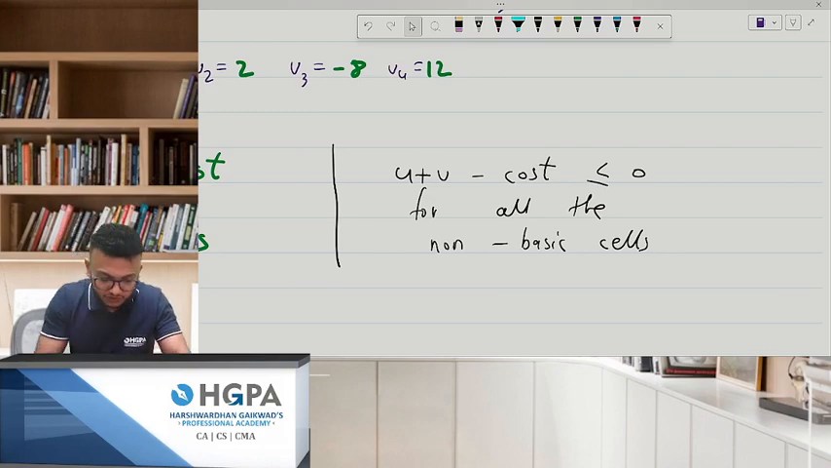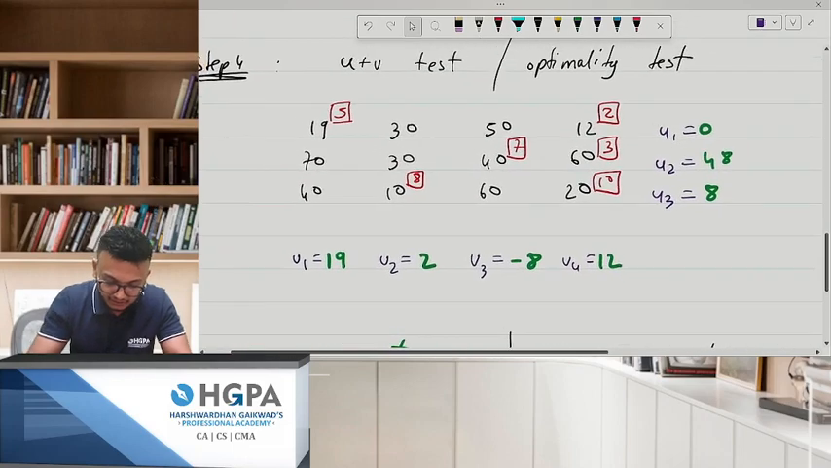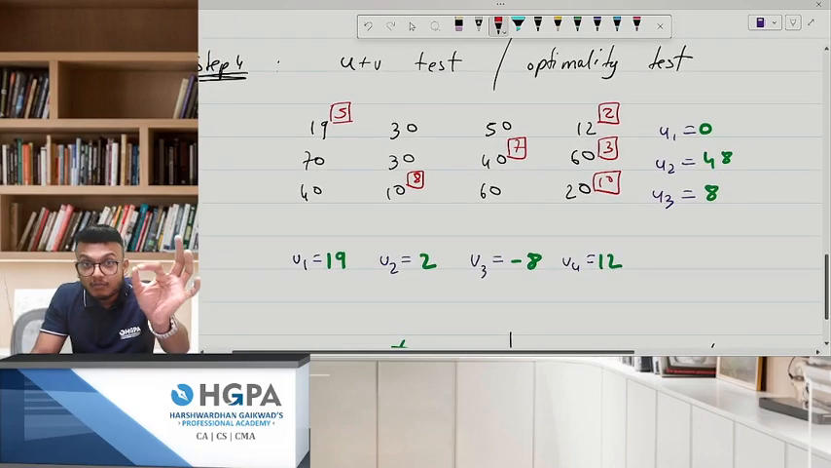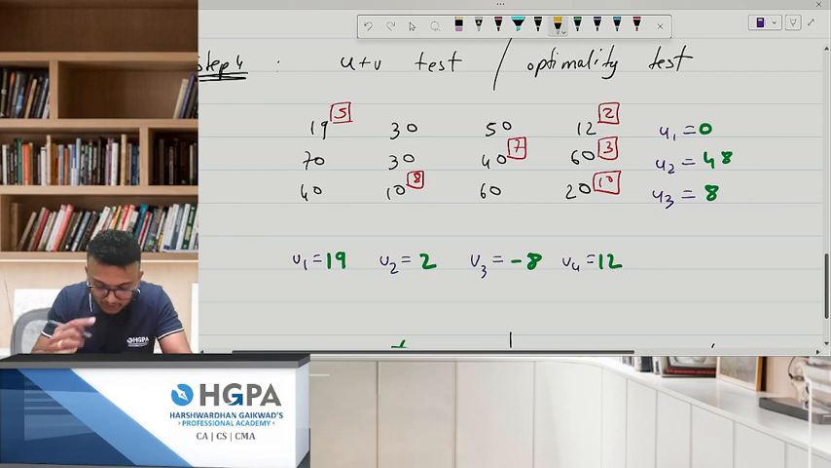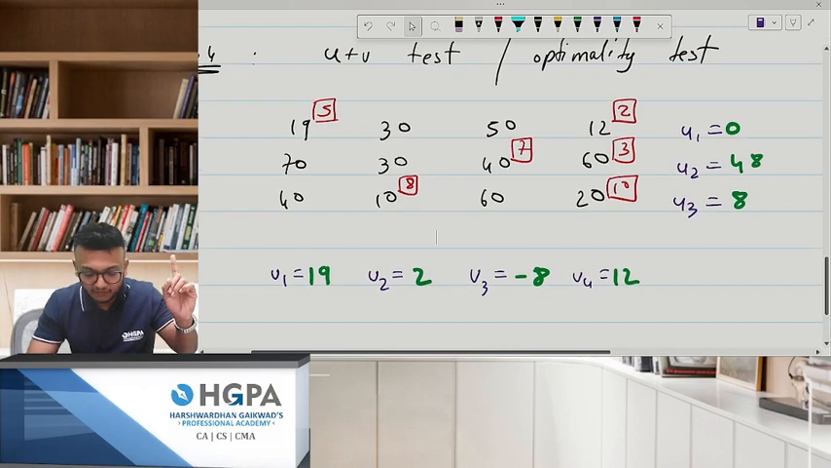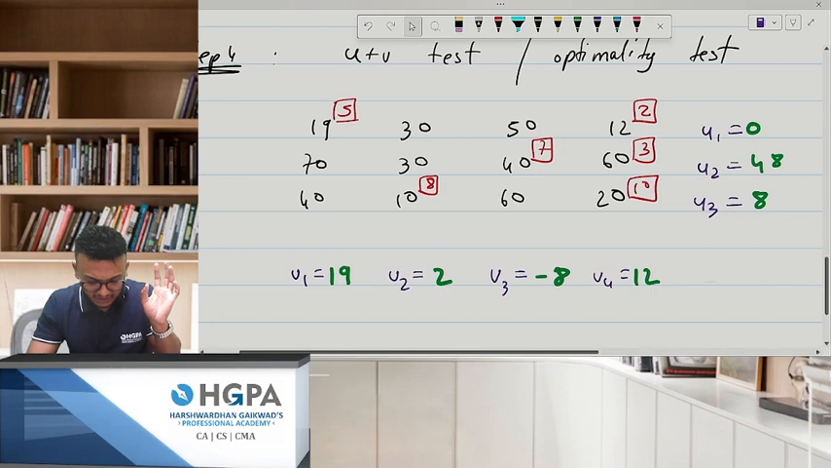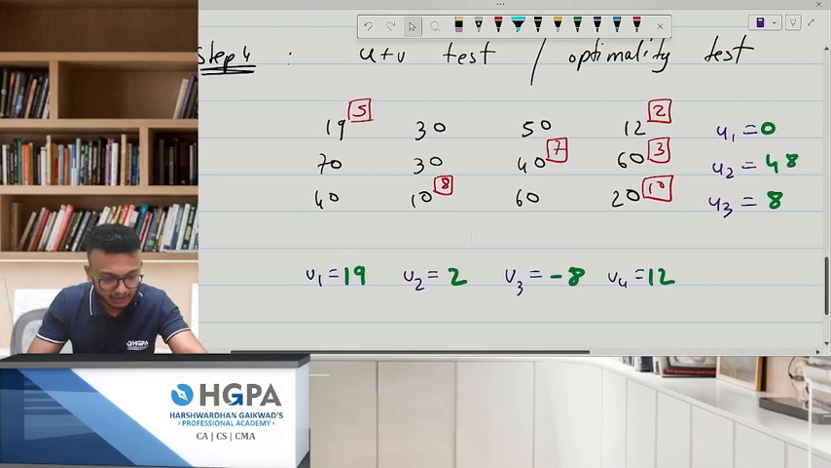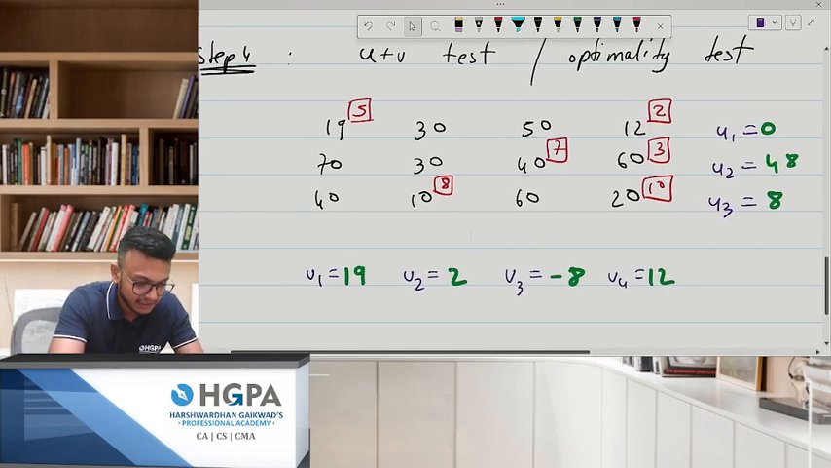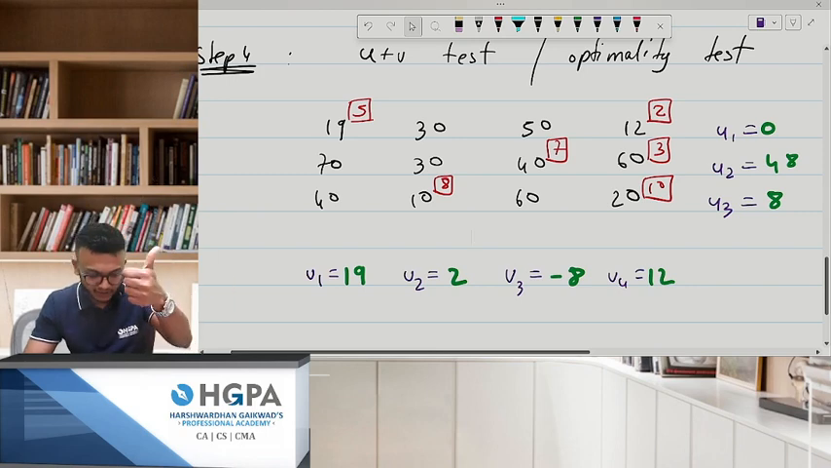Now, what we have to check is, one by one, only for non-basic cells. See the first one, 30. So 0 plus 2, 2 minus 30 is minus, forget. Minus 8, 0 minus, that is minus only. 48 plus 19, how much is 48 plus 19? 67 minus 70 is 0, very good.